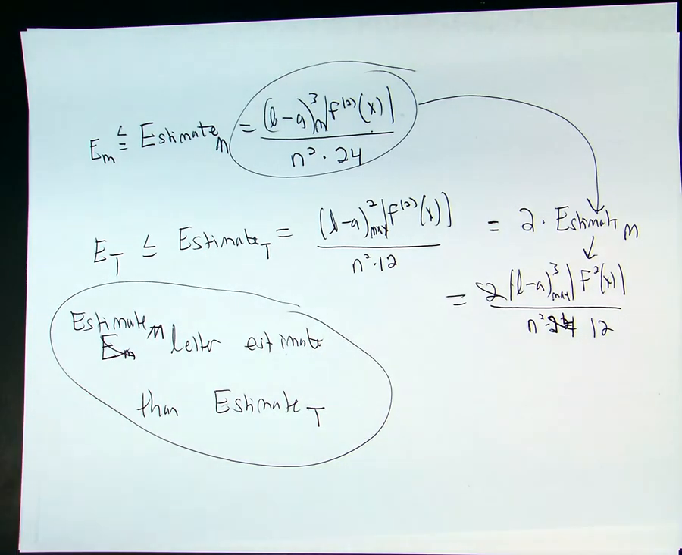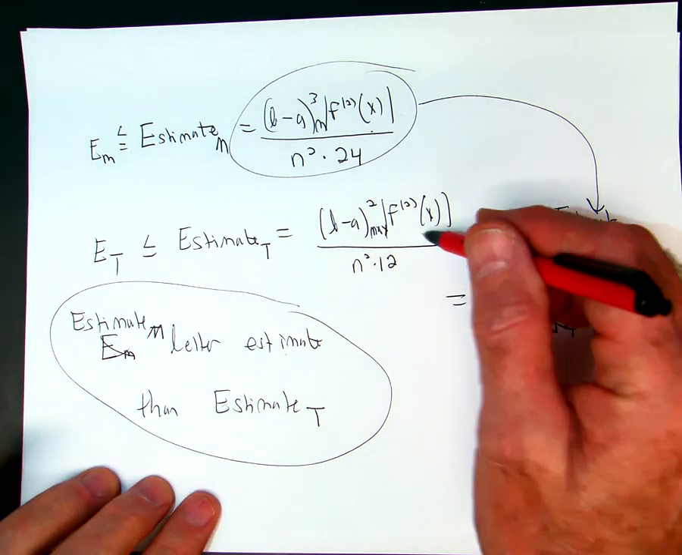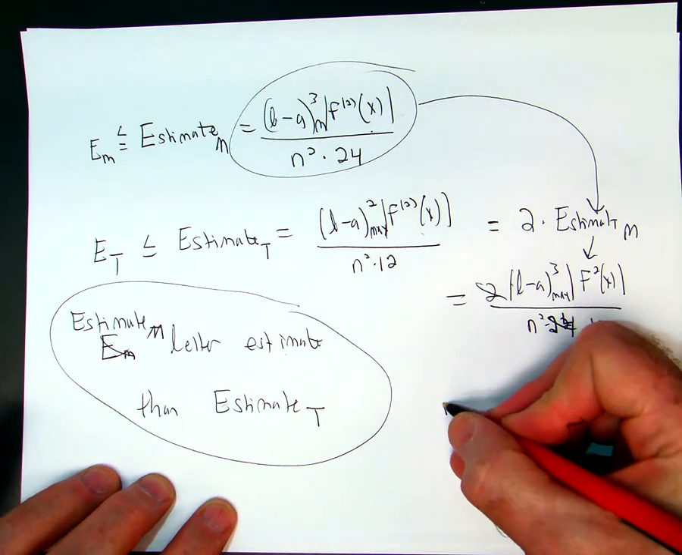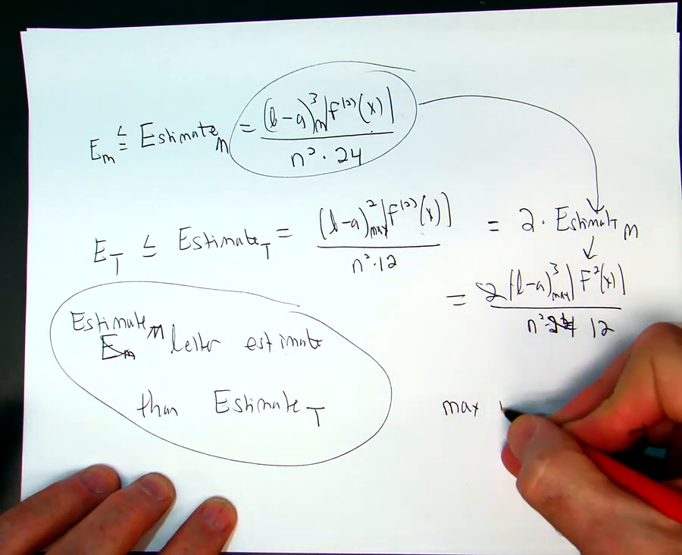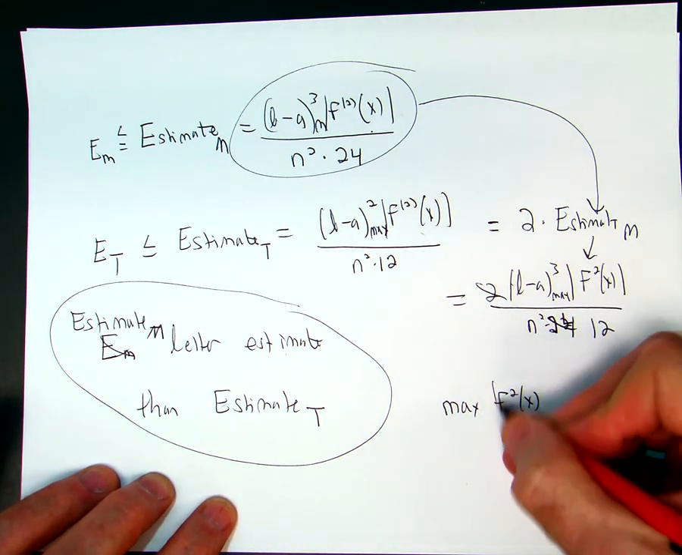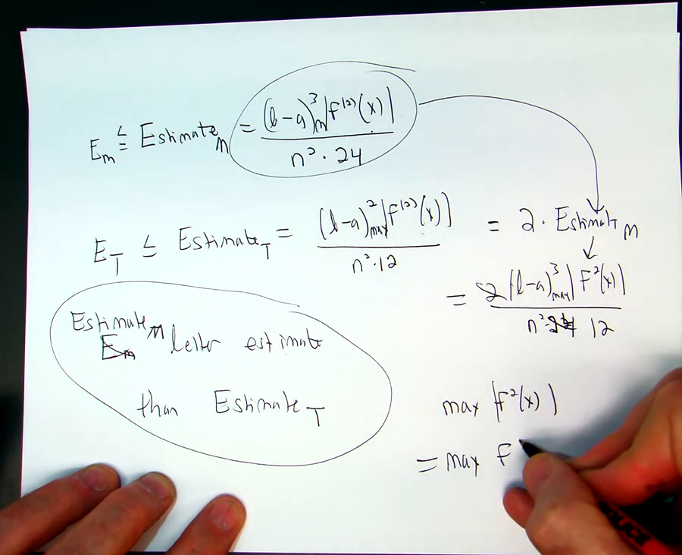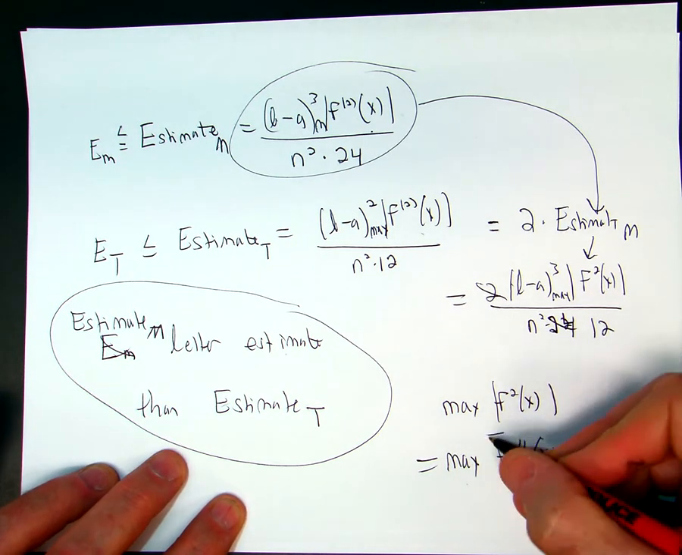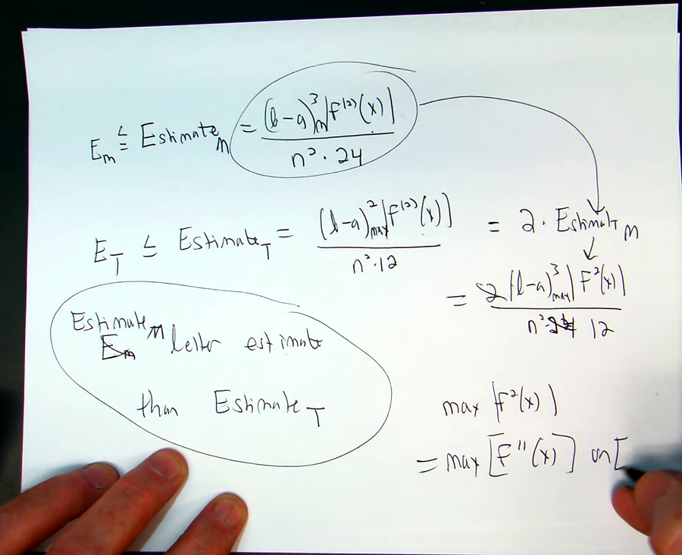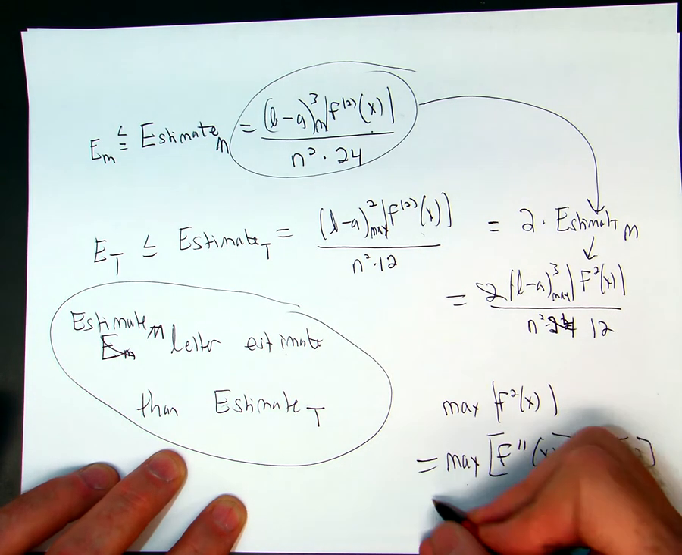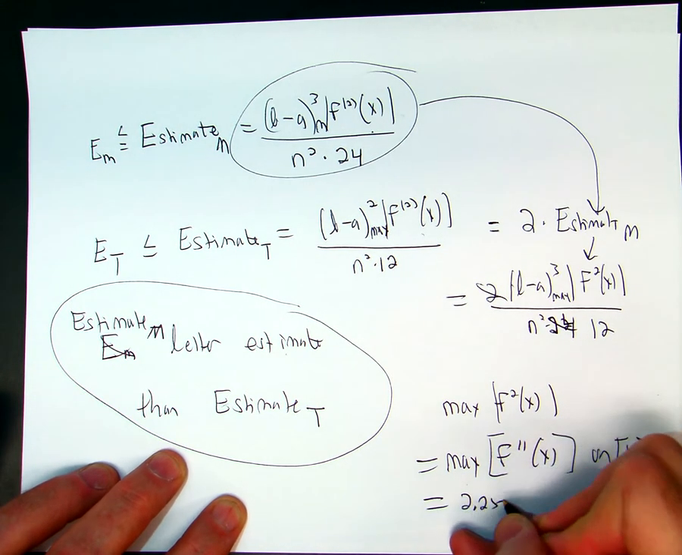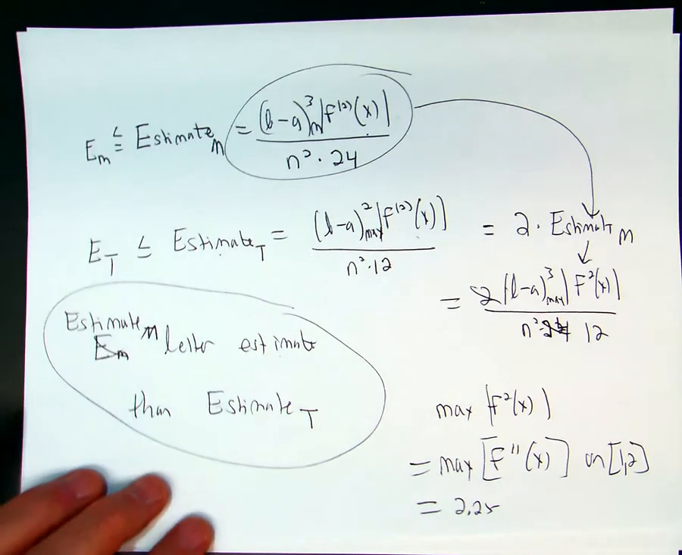So what I'm going to do is actually do these computations. What I did is that I found that the maximum of the second derivative of the function on 1, 2 is equal to 2.25. So we can do both of these estimates, and I'll do those.